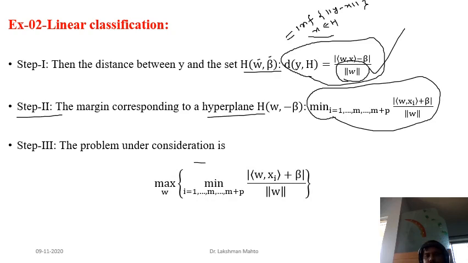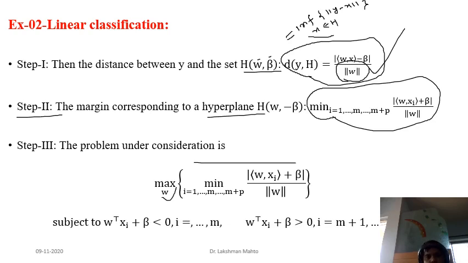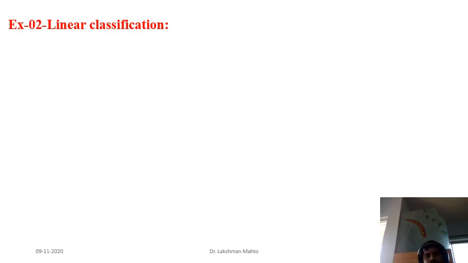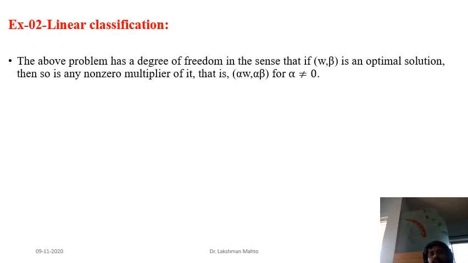Now our actual problem comes next. The problem under consideration is that we have to maximize this margin with respect to the weight vector W, subject to the constraints that type A points are in the lower half space and type B points are in the upper half space. Here you can observe that this problem is not a convex problem. There is no issue with the constraints, which are convex in nature, but the objective function is not convex in nature.